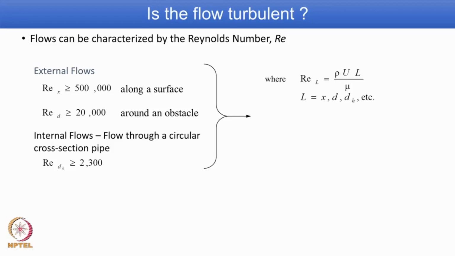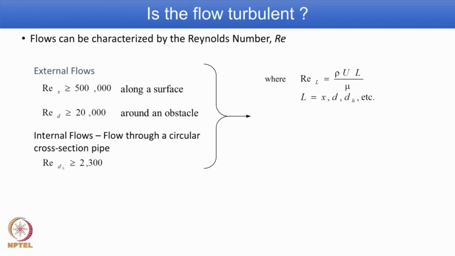Depending on the definition of U and L, for the same flow you can have a different Reynolds number, and you have to carefully use the subscript. So, in this case, for example, if L is used, then you write Re subscript L. We have two situations commonly encountered, either external flow or internal flow.